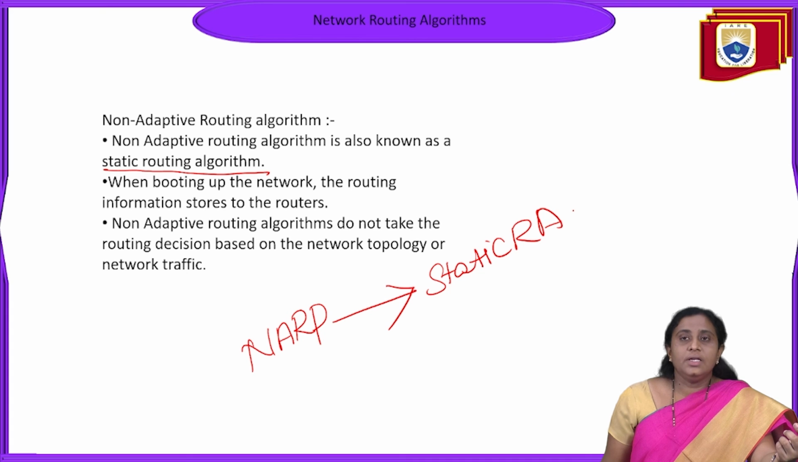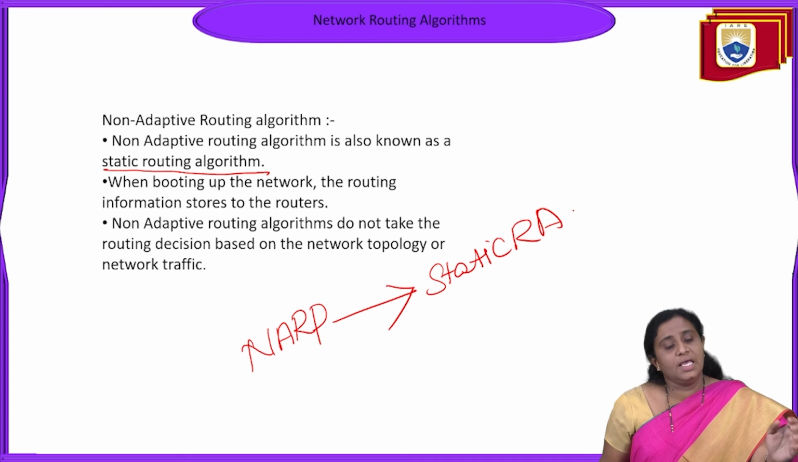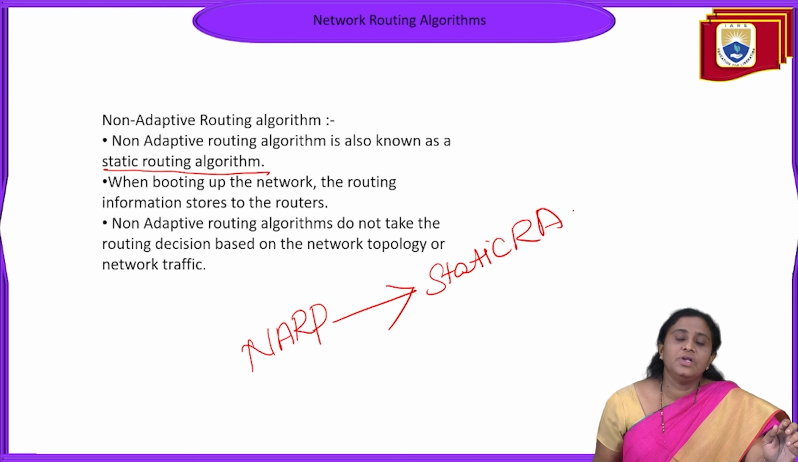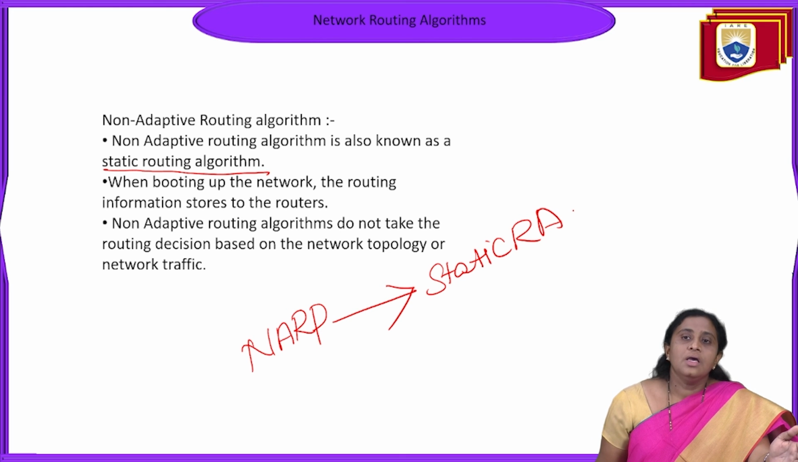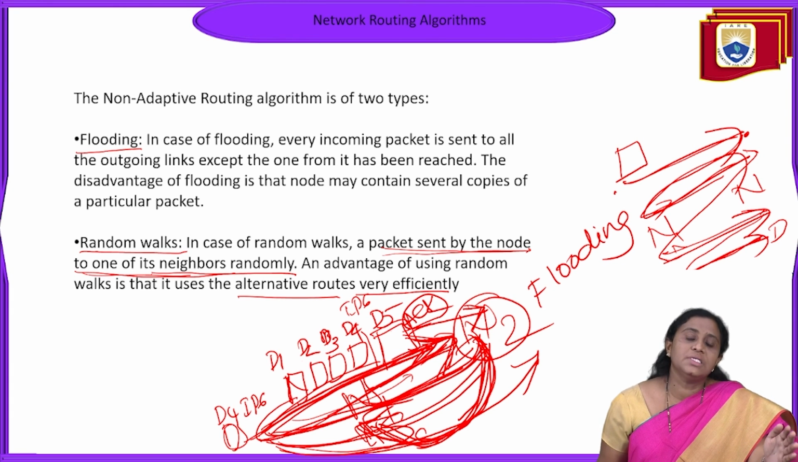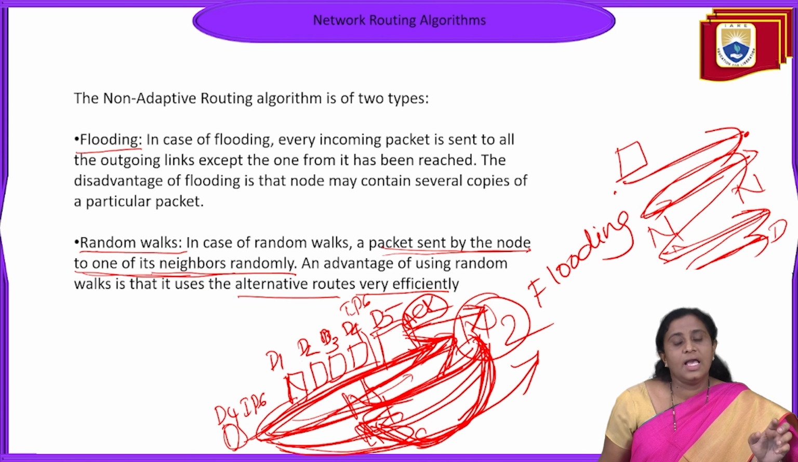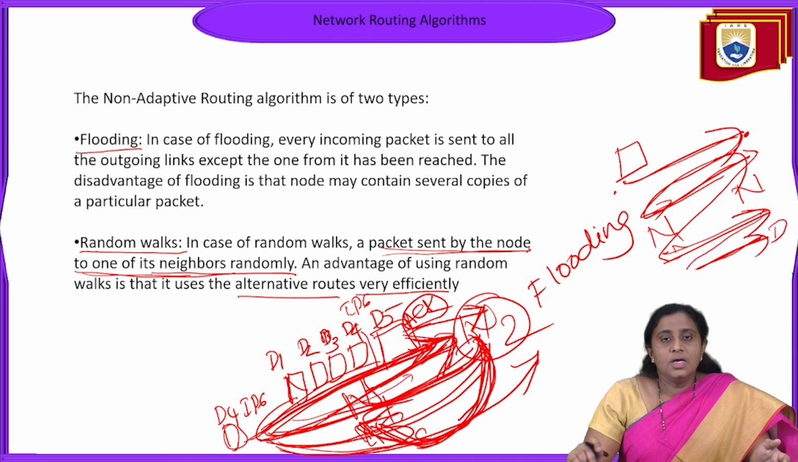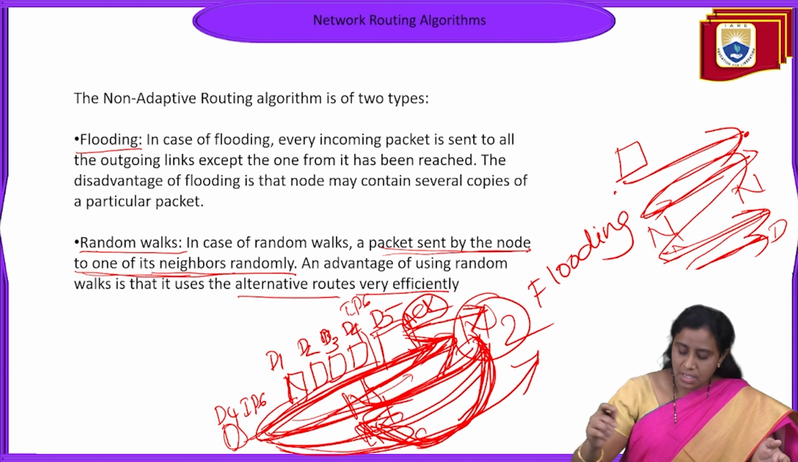After that, coming to the non-adaptive routing algorithm. Again, it is divided mainly into two types. Non-adaptive routing is also known as static routing algorithms, and it is divided into two types. The first one is flooding, the second one is random walks. Flooding means the excessive flow of data packets on one determined path without getting the acknowledgement from node 2 to node 1, or without getting the acknowledgement from the destination to the source. That means how many packets are received by one destination node.